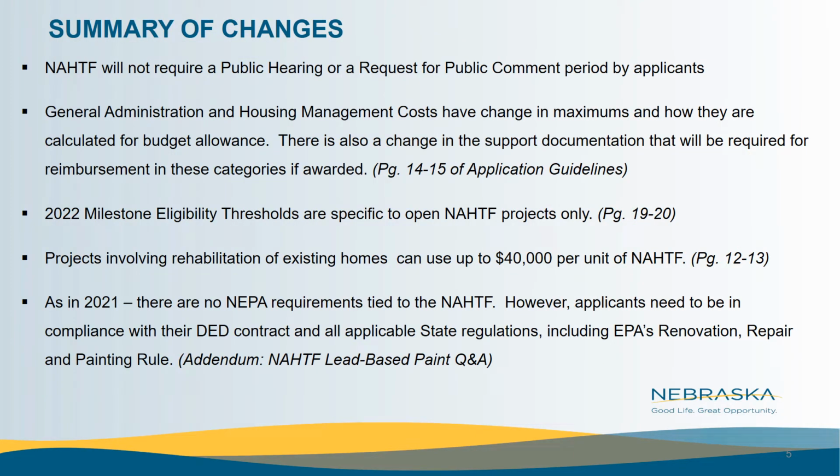I'm just going to take a moment to discuss a few of the changes that a returning applicant might notice on this year's application. The trust fund will not require a public hearing or a request for public comment period by applicants in the 2022 cycle. General administration and housing management costs have changes in their maximum and how they are calculated for budget allowance. There's also a change in the support documentation that will be required in reimbursement in these categories if awarded. The 2022 milestone eligibility thresholds are specific to open trust fund projects only. Projects involving rehabilitation of existing homes can use up to $40,000 per unit of trust fund dollars.